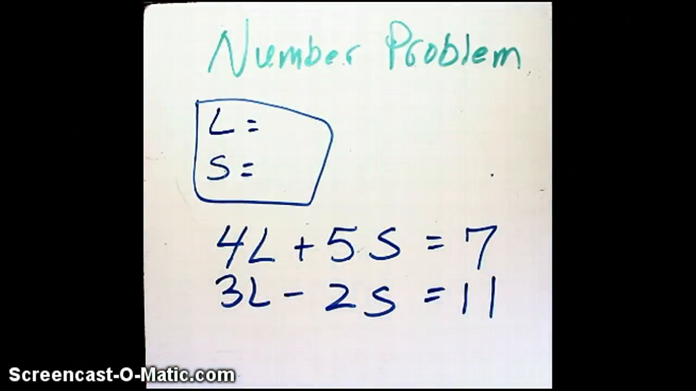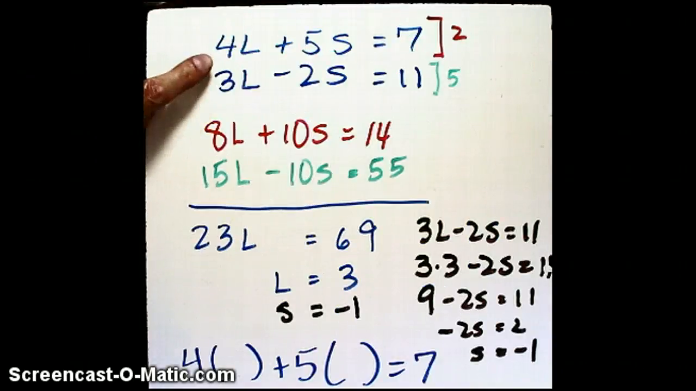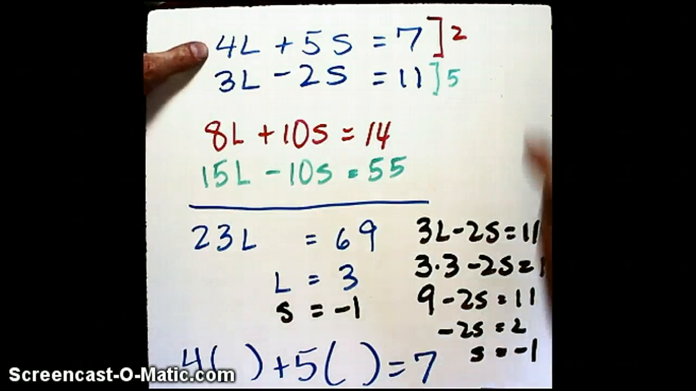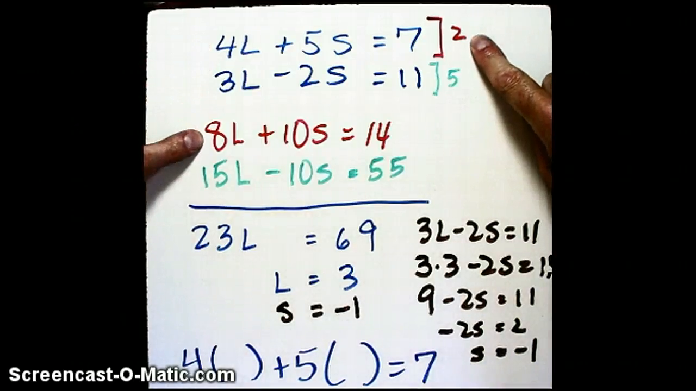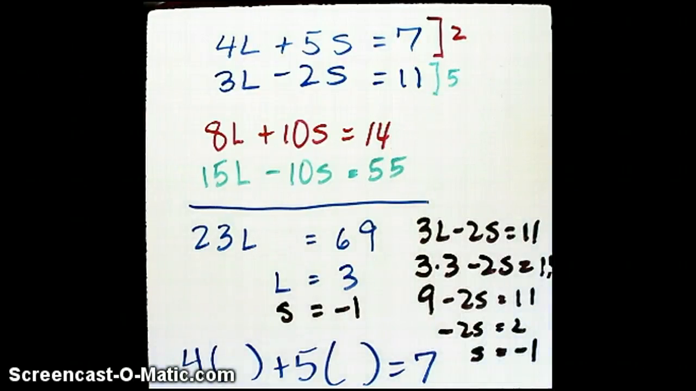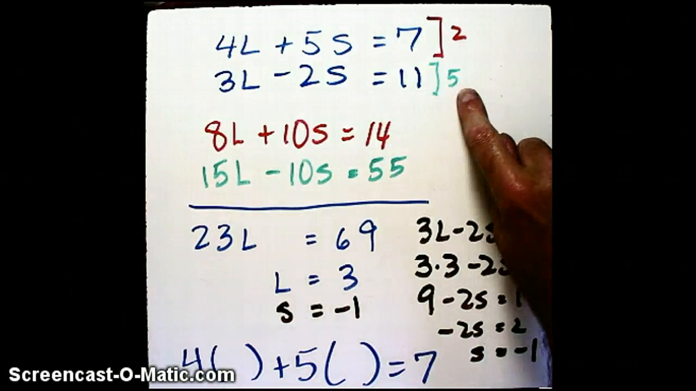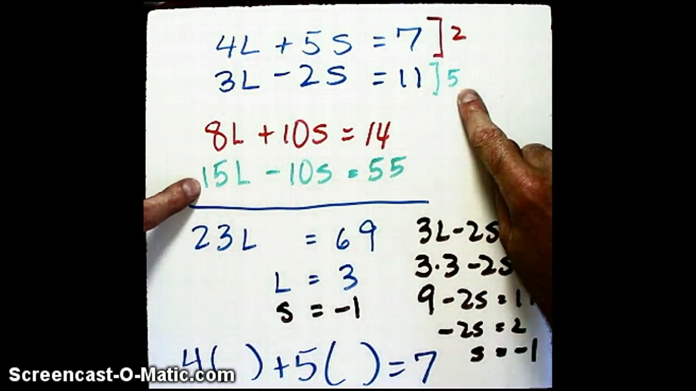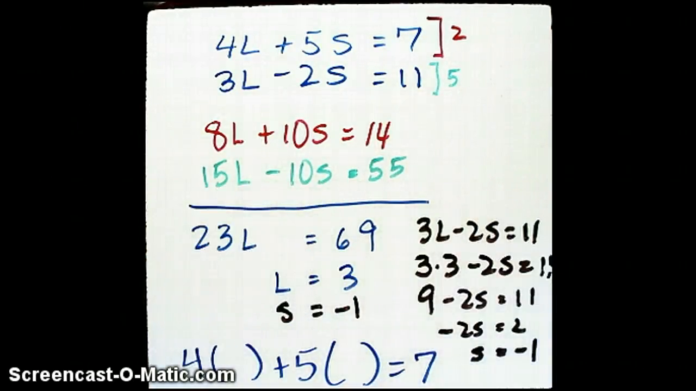Notice here my system of two linear equations. So what I did is I rewrote my system, and I realized that I'm going to have to multiply to get rid of one of my variables. I'm wanting to get rid of the S. So I multiply the top equation by 2. That gives me 8L plus 10S is equal to 14. So that gave me this red equation here. I multiply the bottom equation by 5. When I do that, I get 15L minus 10S is equal to 55.